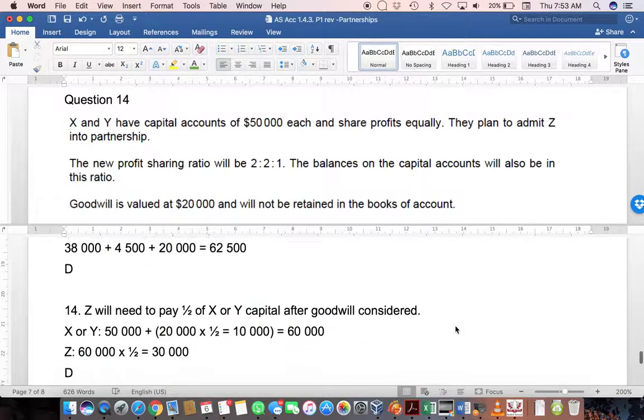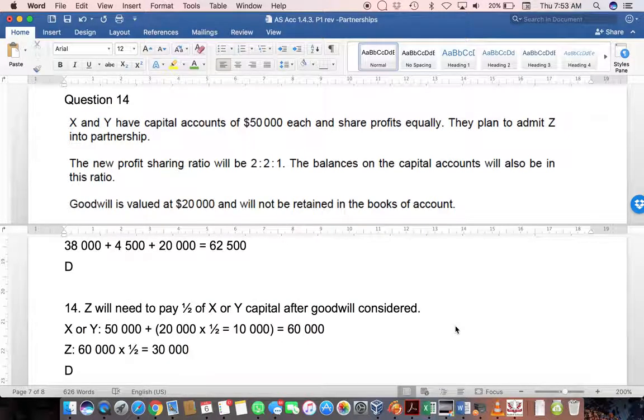Question 14. X and Y have capital accounts of $50,000 each and share profits equally. They plan to admit Z into the partnership. The new profit sharing ratio will be 2 to 2 to 1.